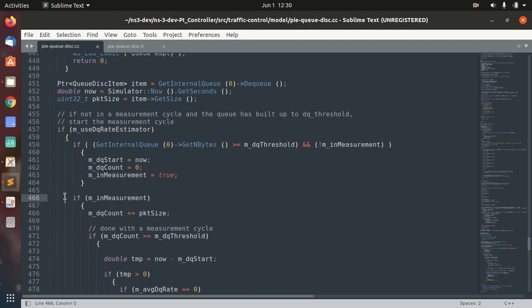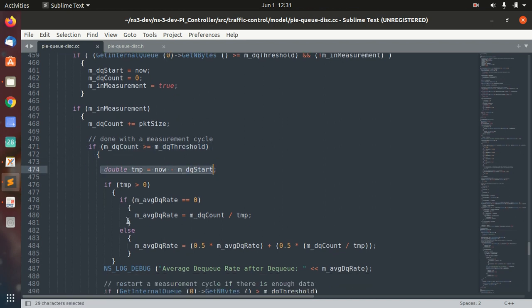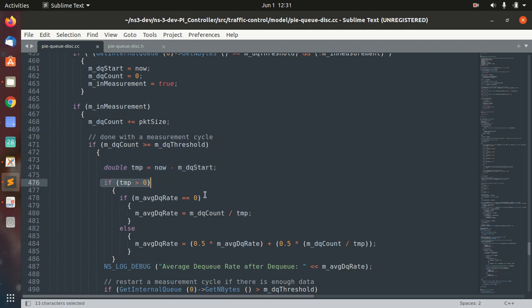In the next iteration, it checks: okay, now it is in the measurement cycle, so simply keep on counting the packet sizes which are getting dequeued, and if the DQ count value crosses the DQ threshold, take the duration, the amount of time it takes to cross the DQ threshold. If the duration is greater than 0 and the average DQ rate was 0, then it calculates the average DQ rate equal to the amount of bytes it dequeued during this duration. So this is the average DQ rate.